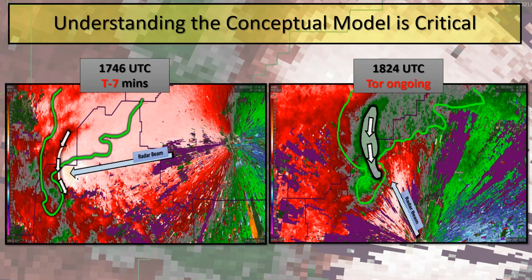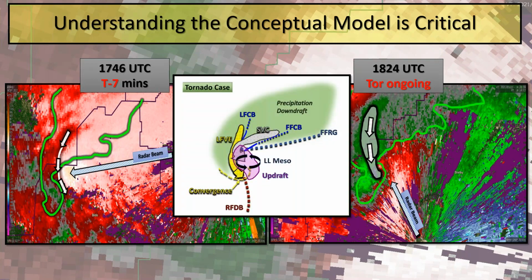If you're looking for the LFVE to be a nice, well-determined inbound or outbound signature, with this orientation, you're not going to see it because of the orientation to the radar beam. But instead, knowing that conceptual model is important because, knowing where the radar is located, you would know that indeed it most likely would show up as a minimum in the velocity instead of something more enhanced.